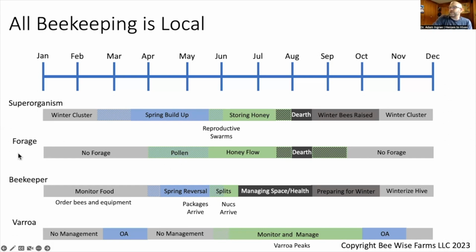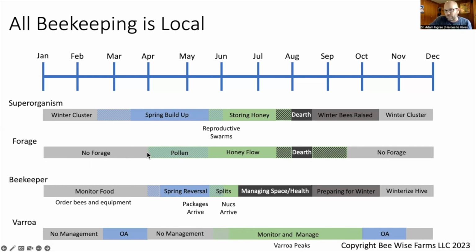Let's talk about forage now. So again, for us, and this could be something that you do as well, when is your forage available? Being able to identify when plants are flowering is really important because that's when your bees are going to be able to get forage. For us, here in northern Michigan and the Upper Peninsula, boy, January through April, you're not getting any forage.